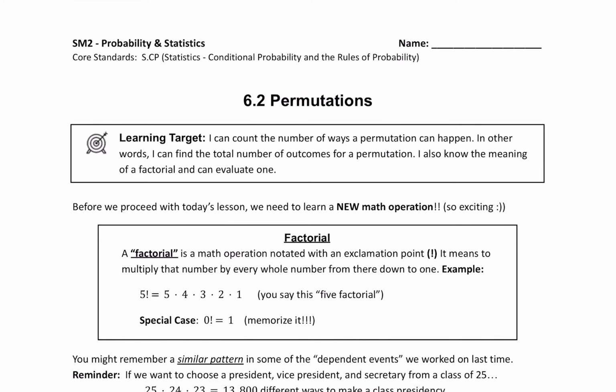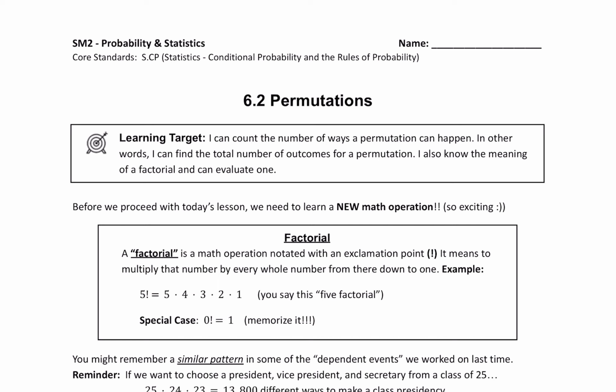Okay, so today we're going to be continuing our unit on probability and statistics with 6.2 permutations. So our learning target is I can count the number of ways a permutation can happen. In other words, I can find the total number of outcomes for a permutation. I also know the meaning of a factorial and can evaluate one.